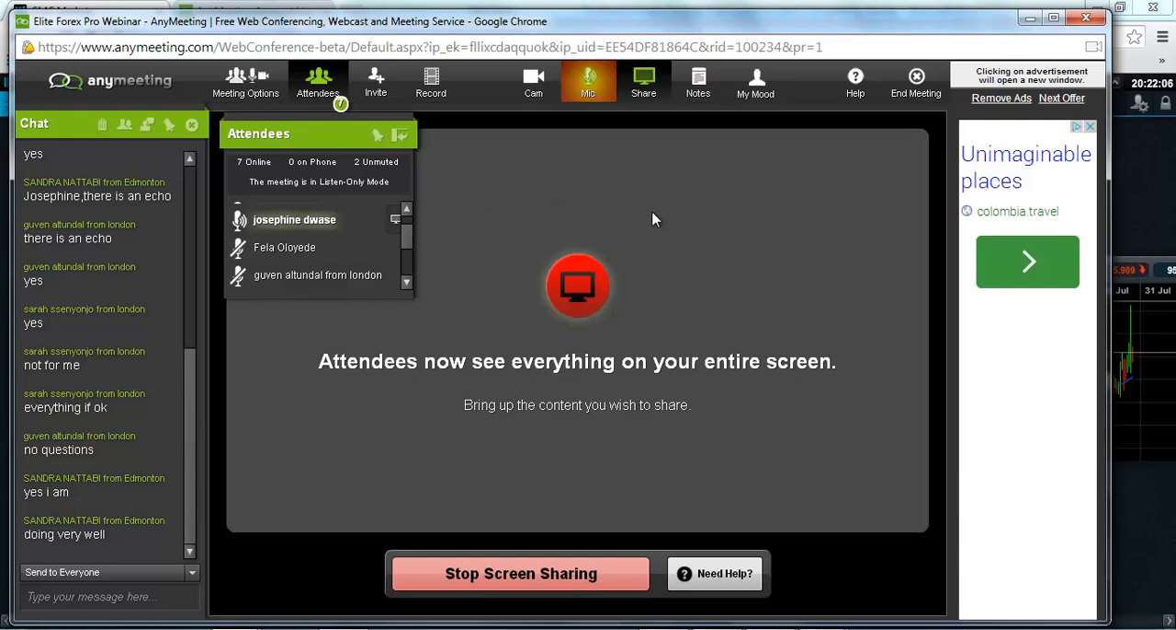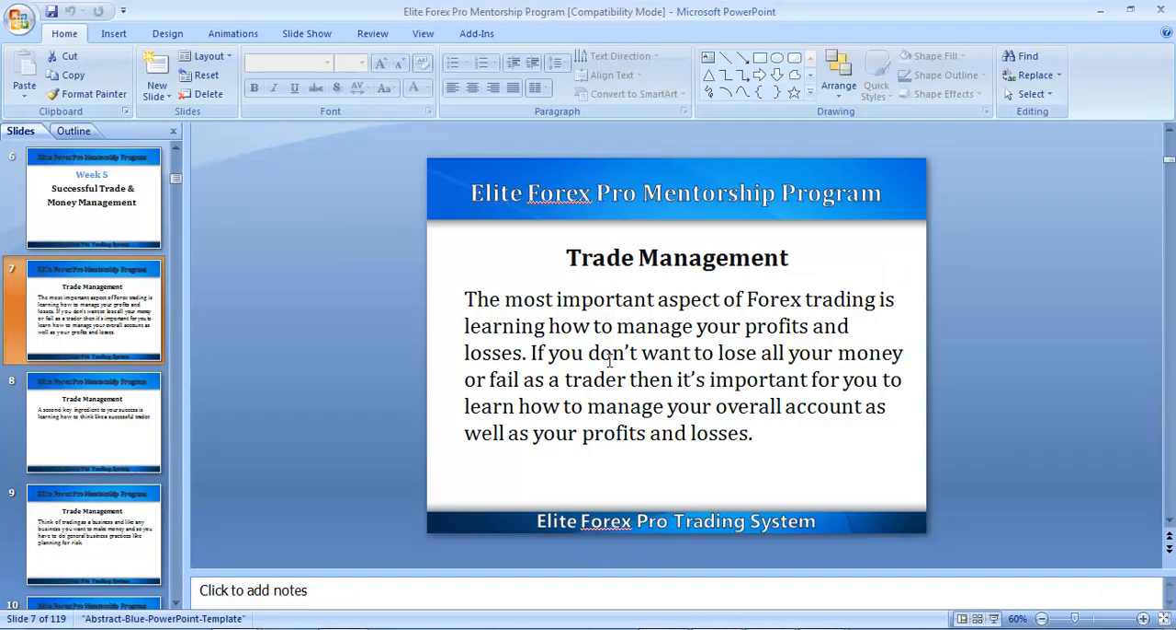So let's move on to successful trade management. We all want to make it, but the most important aspect of forex trading is learning how to manage your profits and losses. If you don't want to risk or lose all your money or fail as a trader, then it's important for you to learn how to manage your overall accounts as well as your profit and losses.